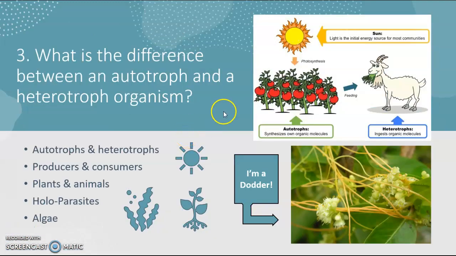So, final question. What is the difference between an autotroph and a heterotroph organism? The difference between an autotroph and a heterotroph organism all comes down to where they get their carbon from. Autotrophs, also called producers, make their own food from inorganic substances, while heterotrophs, or consumers, rely on organic material to feed themselves.